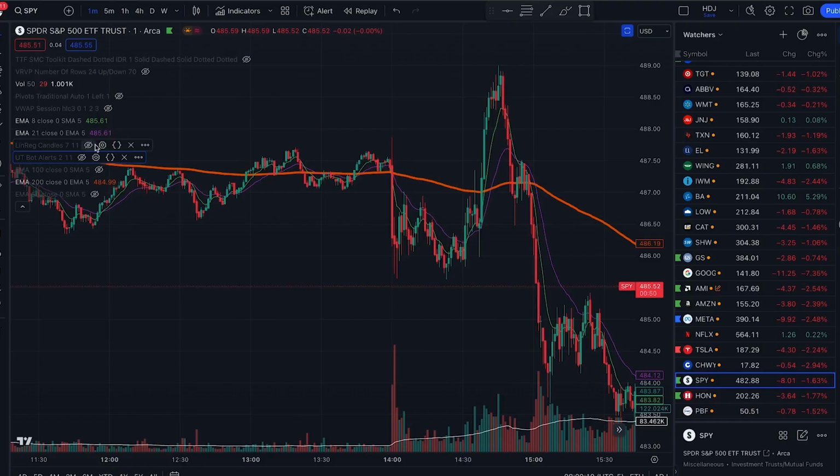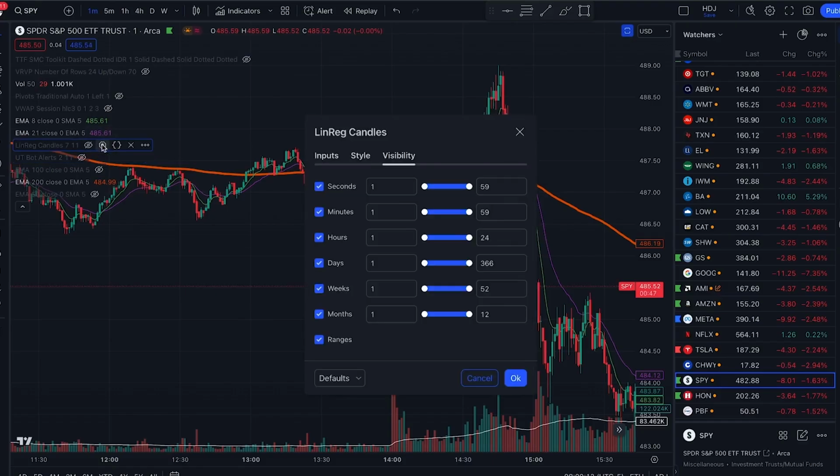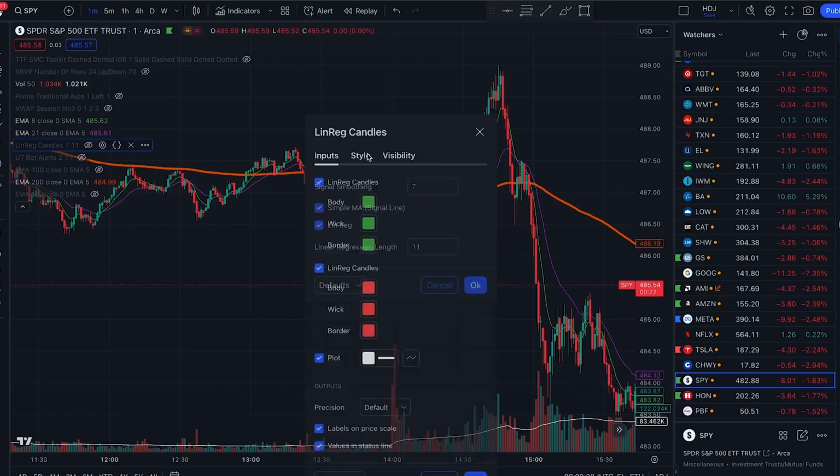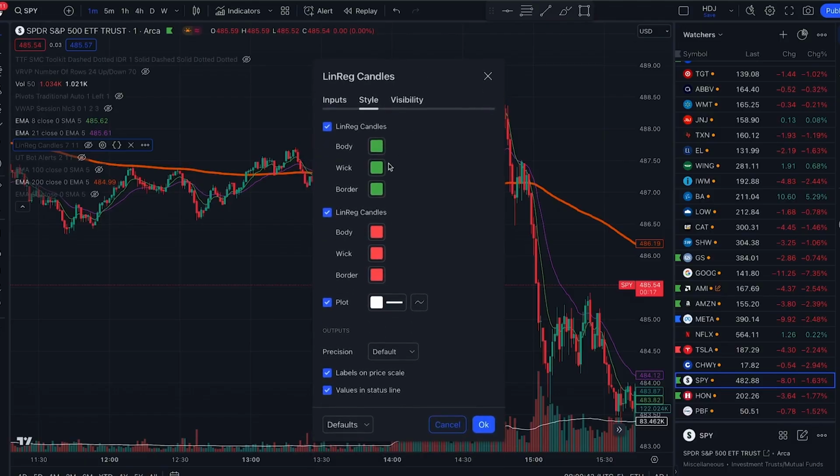All right. Linear regression candles. Let's go to the settings here. Inputs, make sure this is 7. Linear regression length, make sure this is 11. Under inputs for linear regression candles, 7 and 11. Let's go to 7-Eleven and get some cookies and a Slurpee. But now, well, 7 and 11, okay? And on style, just make sure it looks just like this. Just copy this right here.